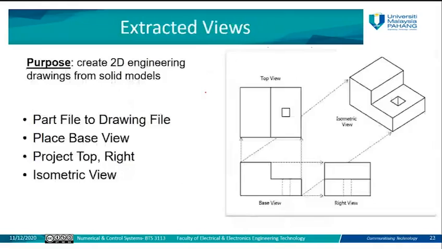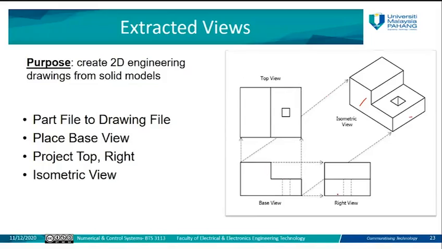So this is how to extract the views. For example, this is an isometric view. An isometric view represents the product from three directions or three dimensions. You can see the top of the product, the front, and the right side. So how do we convert this isometric view into the three views that we know: top view, base view or front view, and right view?